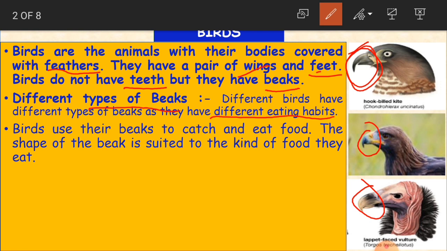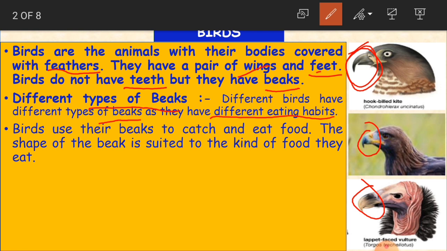For example, a parrot. If you see, what does a parrot eat, children? Mostly fruits. And if you see a vulture, that type of bird eats insects and also the flesh of some animals. That is a wild bird. A parrot is a domestic bird. So according to their eating habits, they have different types of beaks. Clear children? The same as animals also.